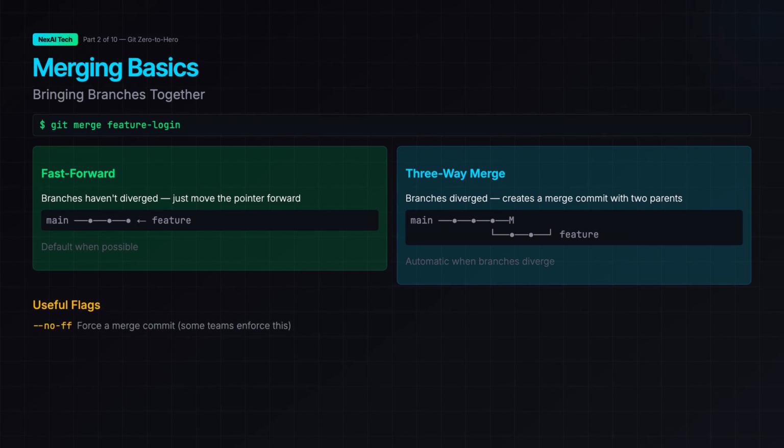The --no-ff flag forces a merge commit even when fast-forward is possible. Some teams enforce this for cleaner history. The --ff-only flag refuses to merge if fast-forward isn't possible, useful for cautious workflows.